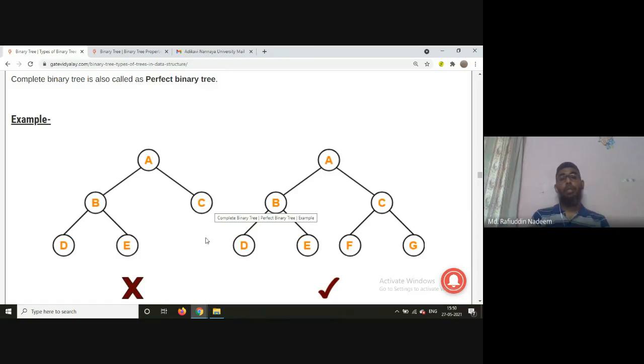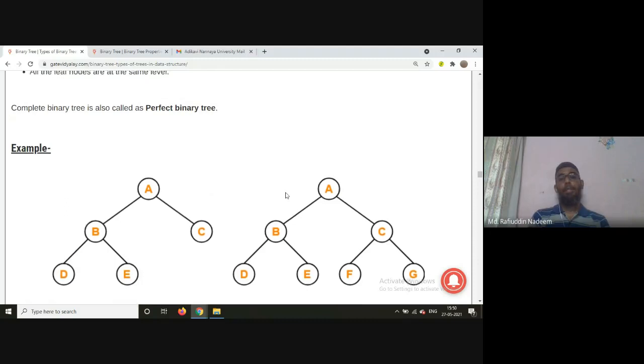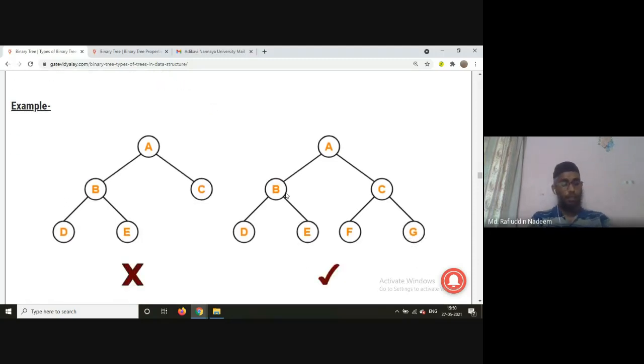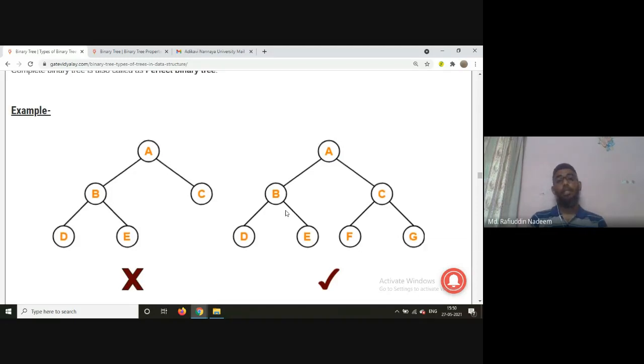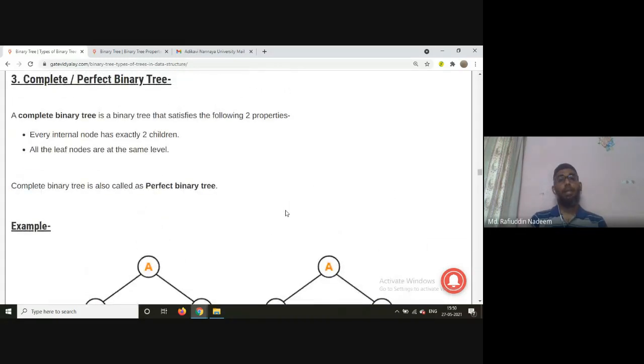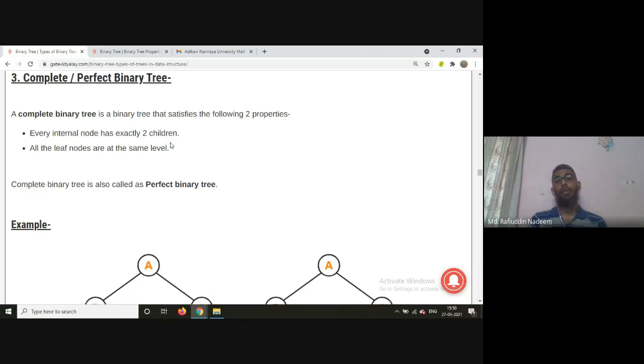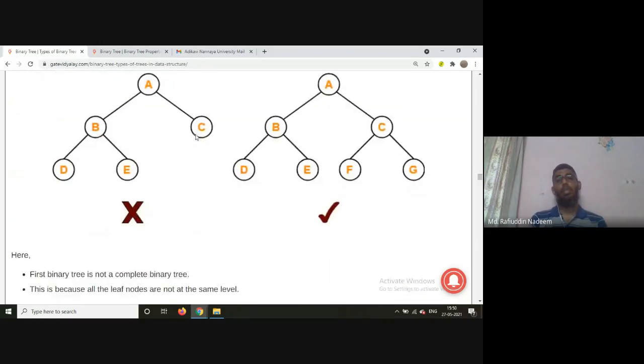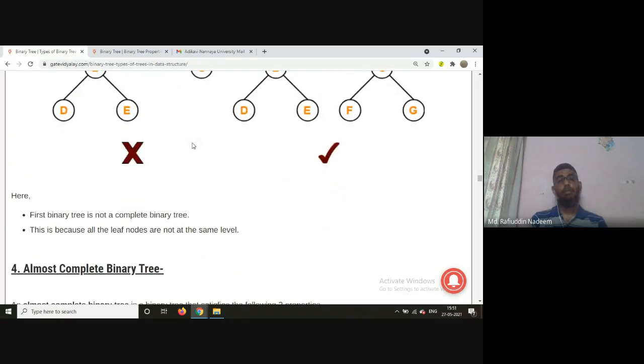Whereas in the perfect binary tree, the second one, you can see that B and C are at one level and all the leaf nodes D, E, F, G are at the same level, so it is called a perfect binary tree. And every internal node also has 2 children. Here C is an internal node which does not have 2 children.